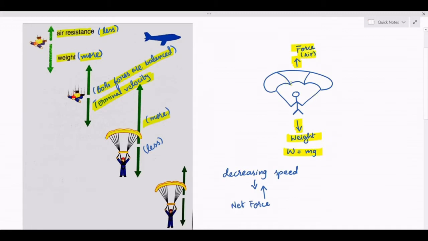As the skydiver is moving downwards, there must be a net force acting upwards. Air resistance must be greater than the weight, then and only then the net force will act upwards. And this is the reason why the skydiver is decelerating towards the ground.